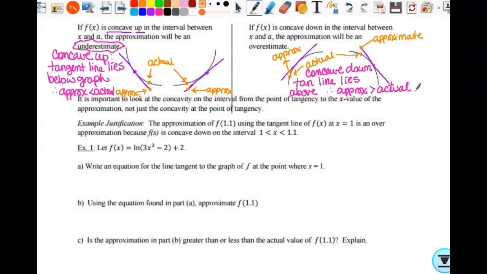All right, so concave up, concave down, right? Approximate is an underestimate.